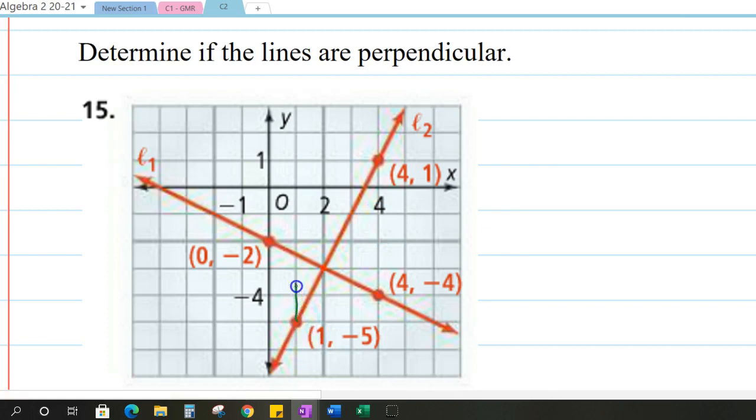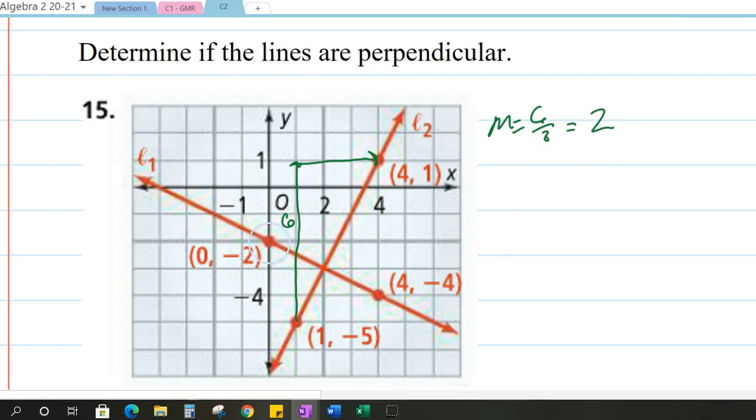I'm starting down here at -5 and going all the way up to 1. That gives me a rise of 6 over a run of 1, 2, 3 across. 6 over 3 is equal to 2.